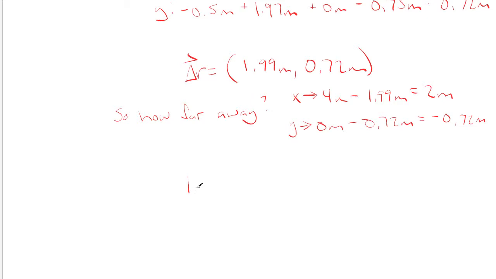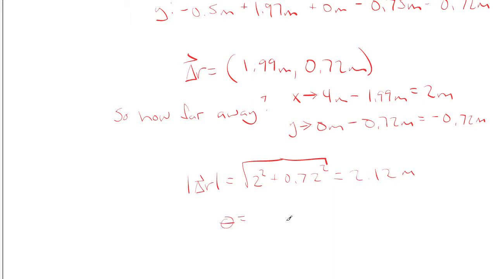So the way that I do that is I calculate a magnitude of my vector. That's equal to the square root of 2 squared plus 0.72 squared. So I rounded 1.99 to 2. All right, so this is the magnitude. 4 plus 0.72, it's 2 point what? 2.12. All right, and that's after the square root's been taken. So my magnitude is 2.12 meters.